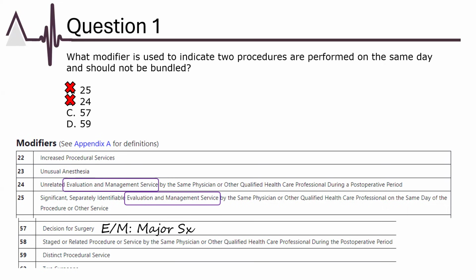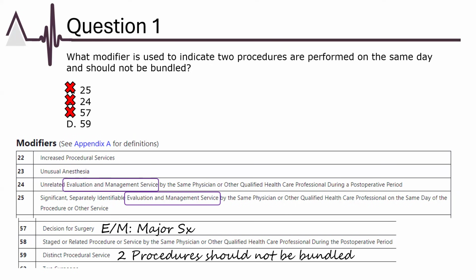Write in E&M major surgery next to modifier 57 to remind you this modifier is used when an evaluation and management service results in the decision for surgery, a major surgery. It is applied when the E&M service leads to the decision to operate and the surgery is scheduled for the same or the next day. The modifier is typically used with procedures that have 90-day global periods, distinguishing the E&M service as the determining factor for the surgery. Another E&M modifier, making C incorrect.